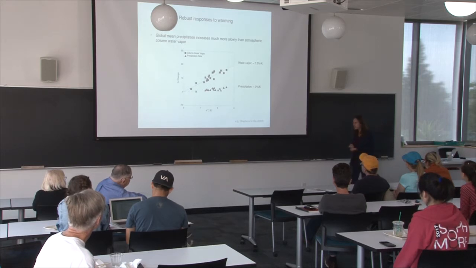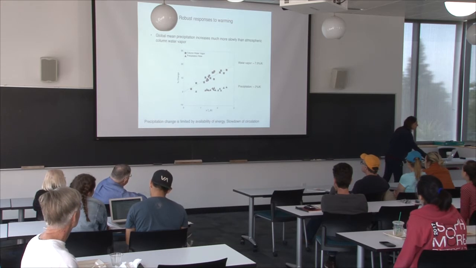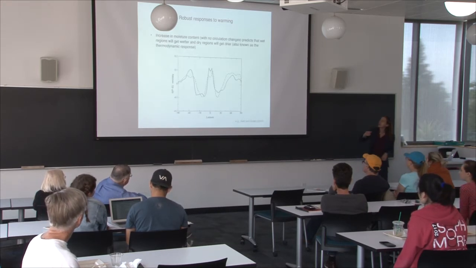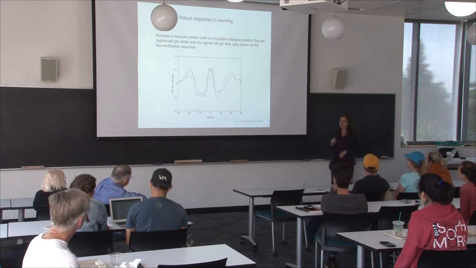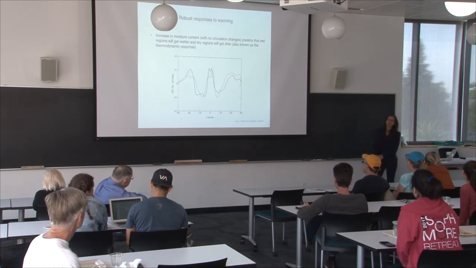Let me say this. A lot of this, and that's something that is also assumed here, is that in the wet-get-wetter mechanism, we are assuming that the relative humidity does not change. So the question is, is that a good assumption? It's a good assumption only if you are close to the surface, because anyway, you are close to saturation.